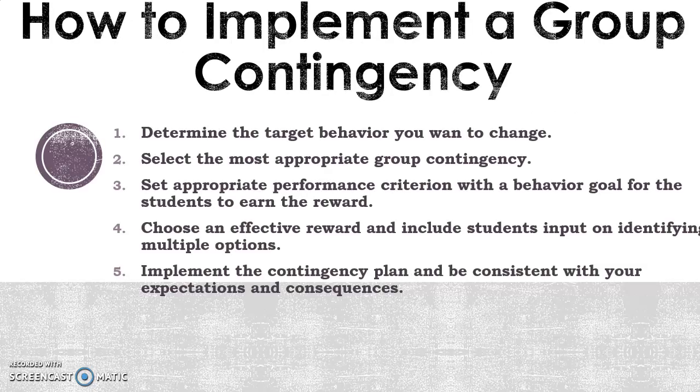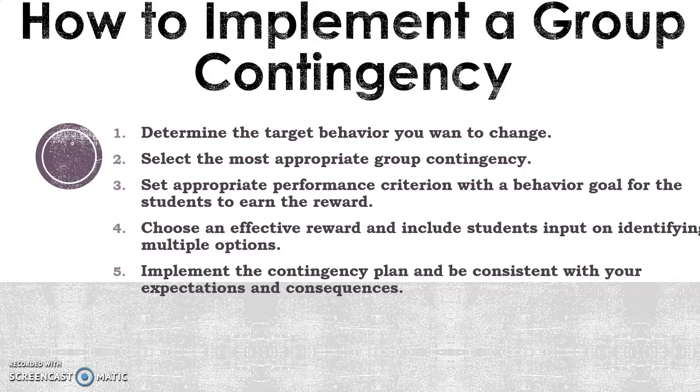So now you want to be able to implement a group contingency. The first thing you need to do is determine the target behavior you want to change. That means that you can either increase the behavior or you may want to decrease the behavior. Then you're going to look to see if you can select the most appropriate group contingency for your kids. That is one that would benefit them the most.